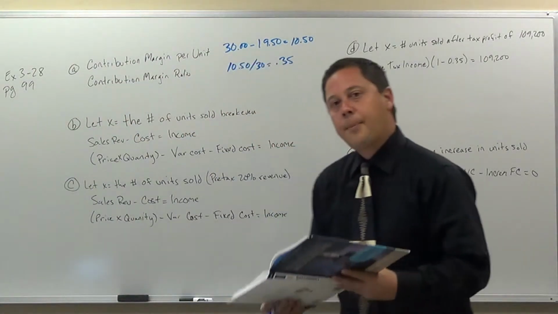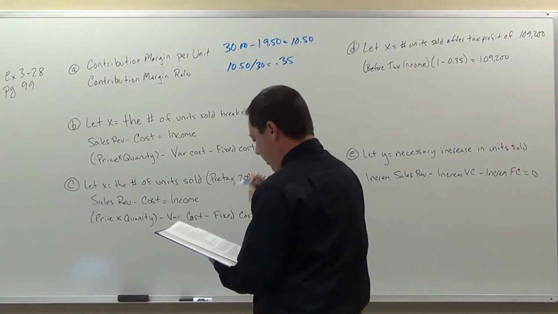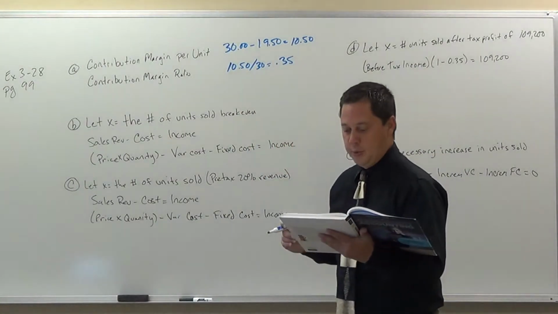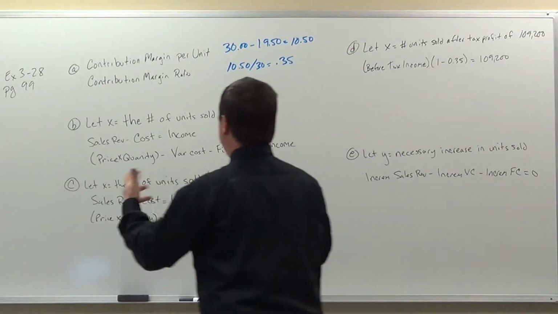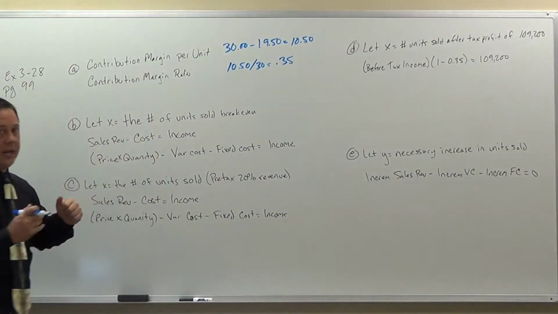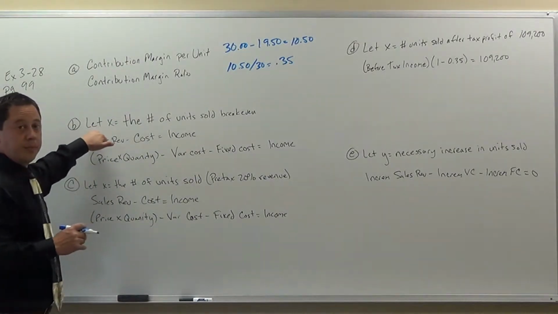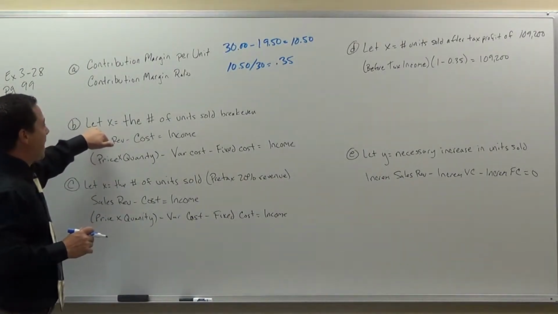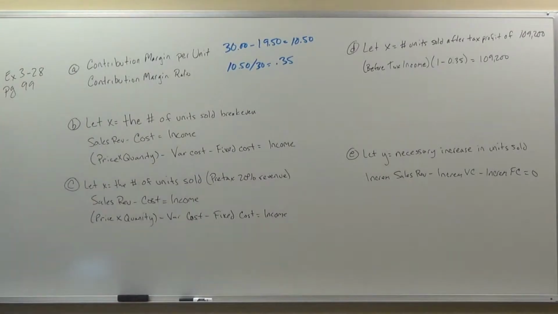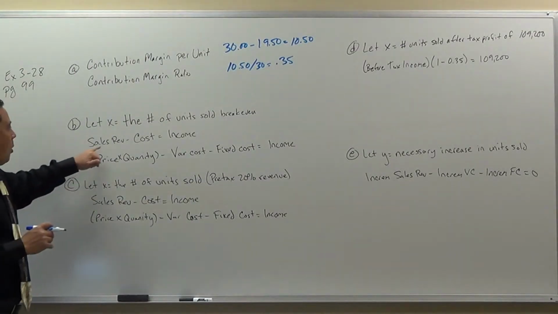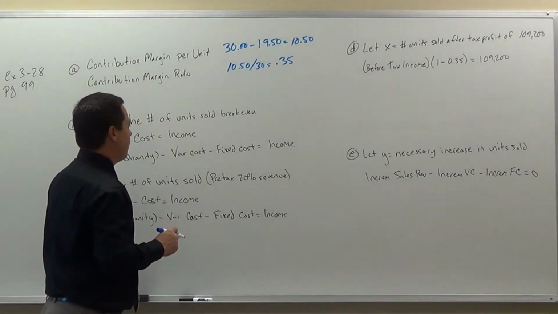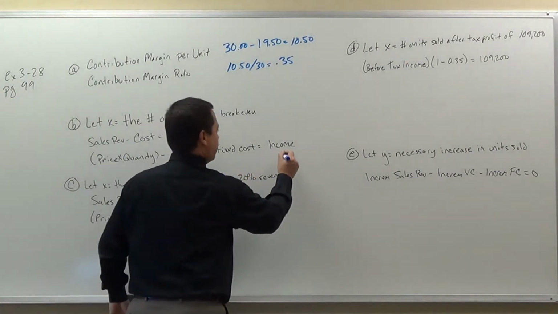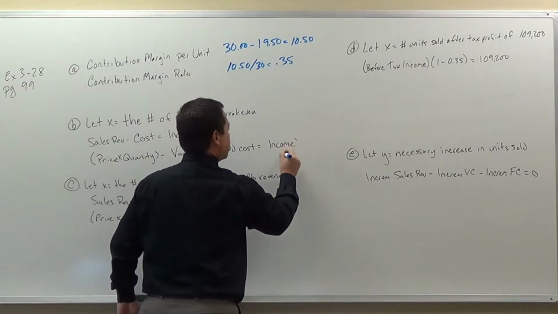All right, so let's take a look at problem B here. In problem B, we determine the number of units Patterson will sell to break even. So now we have to figure out how much they need to sell to break even. As you can see, I've put some preliminary information up here. It says let X equal the number of units sold to break even. So our sales revenue minus our costs need to equal 0. So that's what we're going to set it equal to. My income right here is now going to be 0.